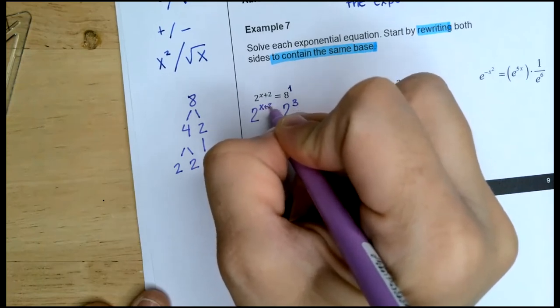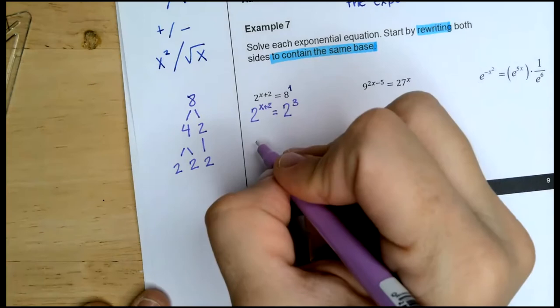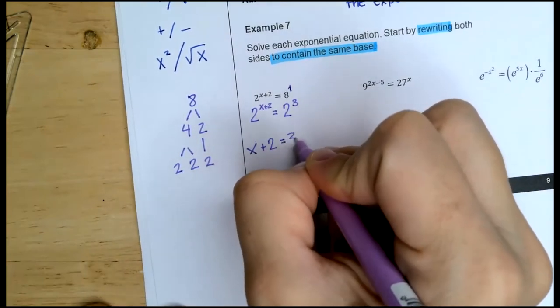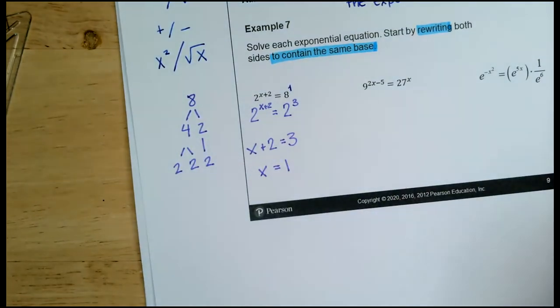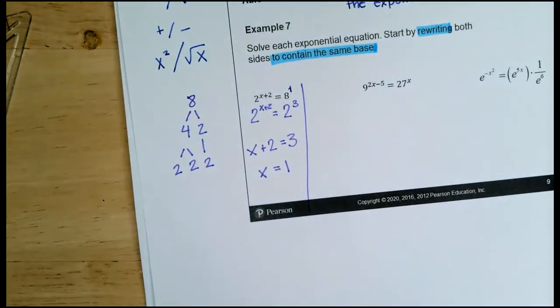2x plus 2 equals 2 to the 3rd. Now my bases are the same, so I can get rid of the bases and just say x plus 2 is 3, x is 1. Good.